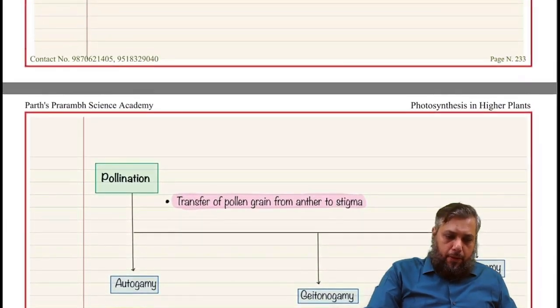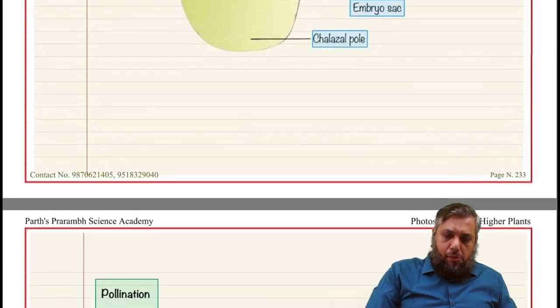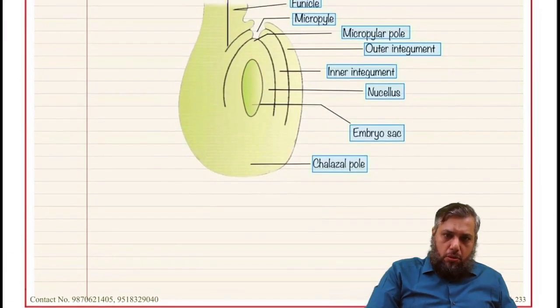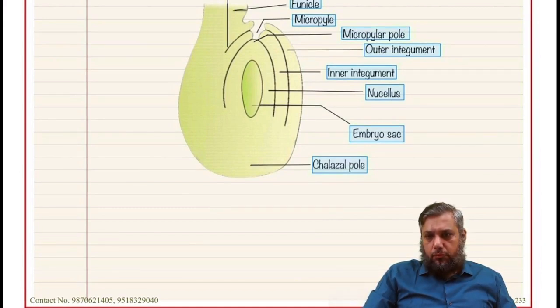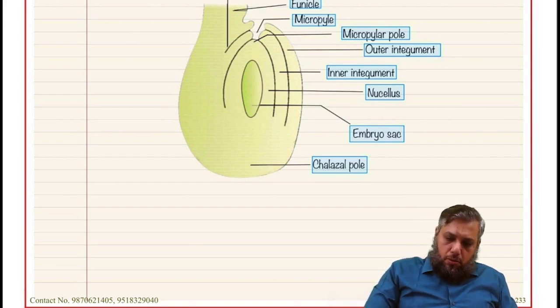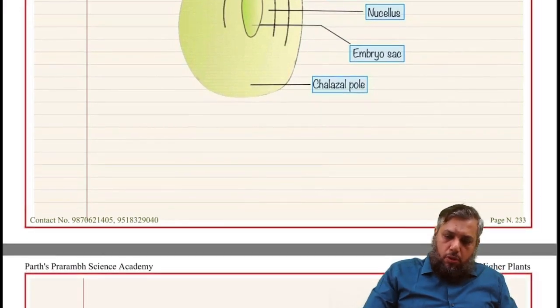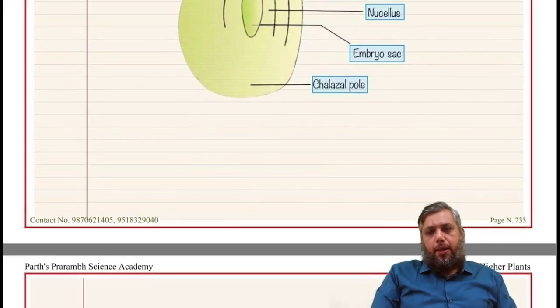Okay. Now here, further. So in the ovule, one of the important parts is the embryo sac.